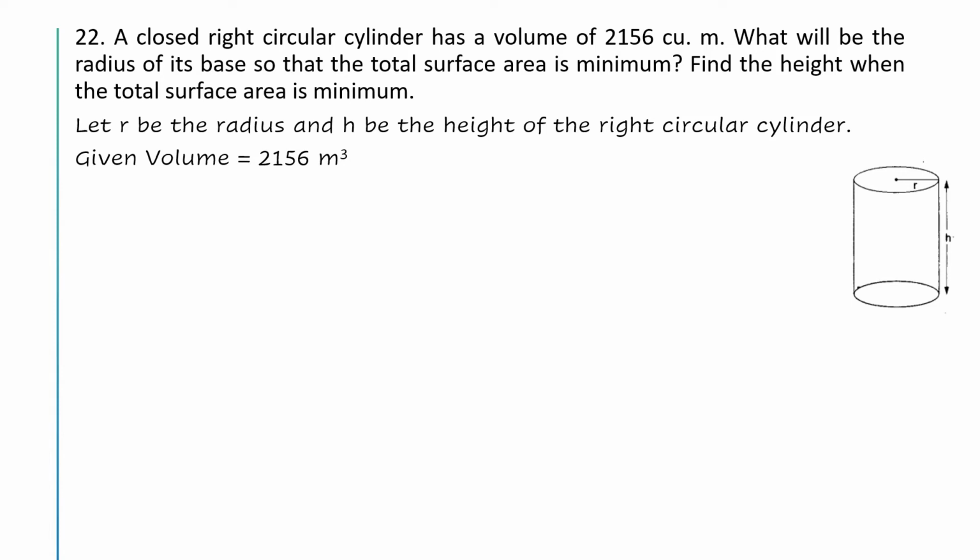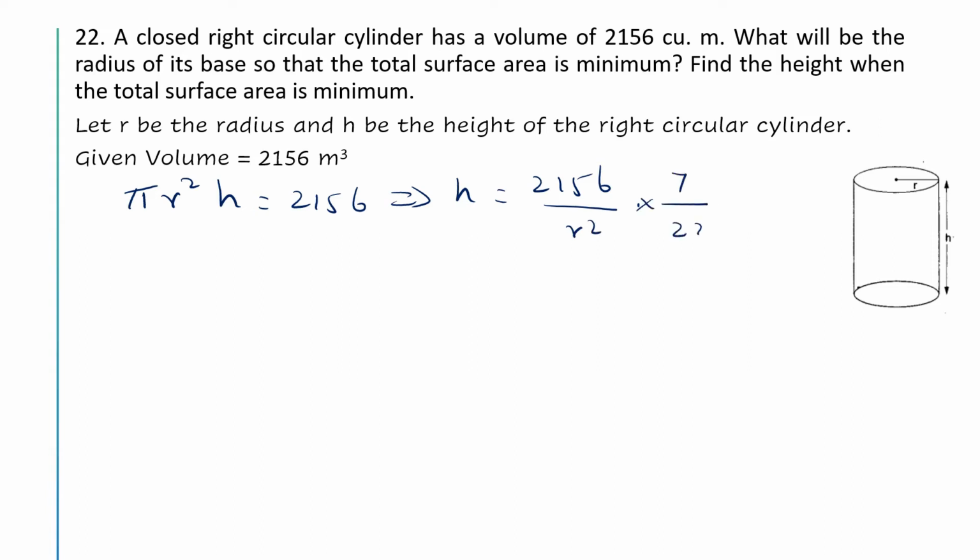So the volume of cylinder is given by pi R square H. So pi R square H is equal to 2156, or from this we have H is equal to 2156 divided by R square into 1 by pi. 1 by pi we can write it as 7 by 22. So on simplifying we get this goes in 11, it is 98. So this is equal to 686 by R square.